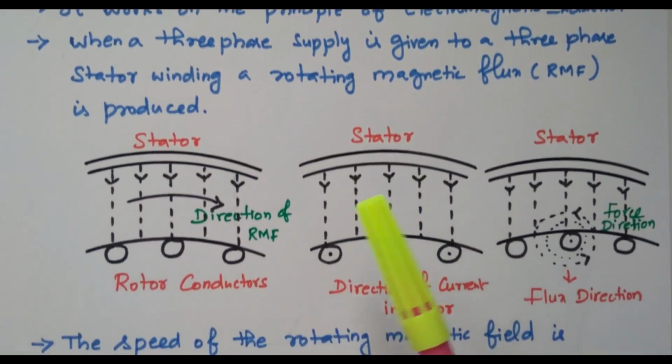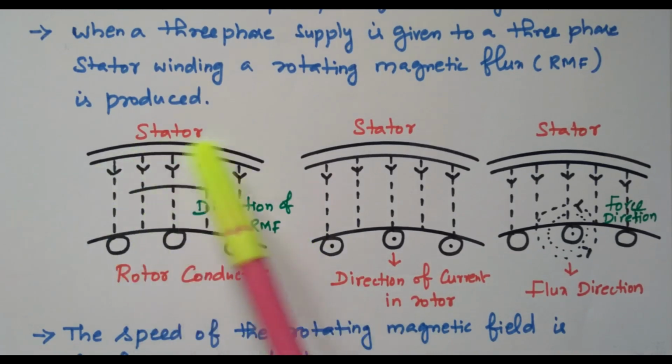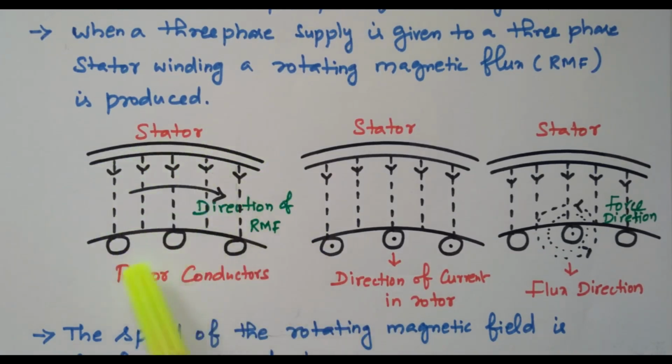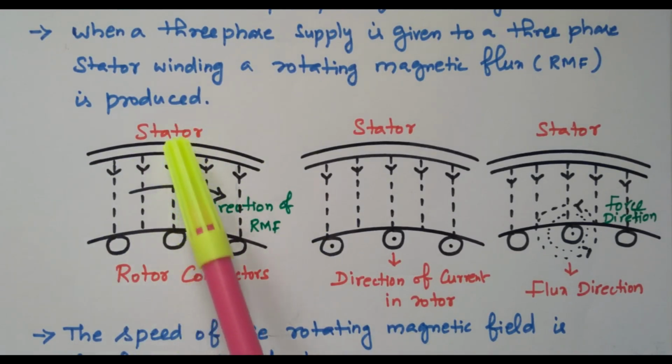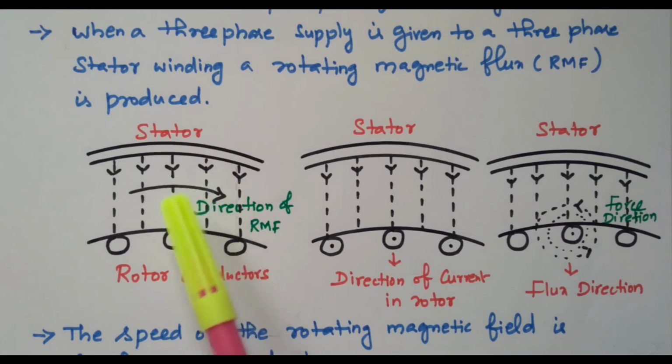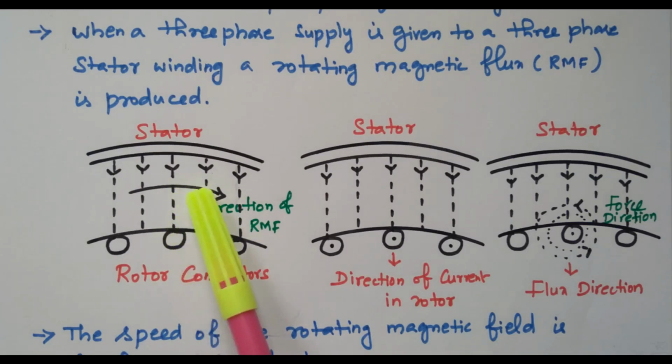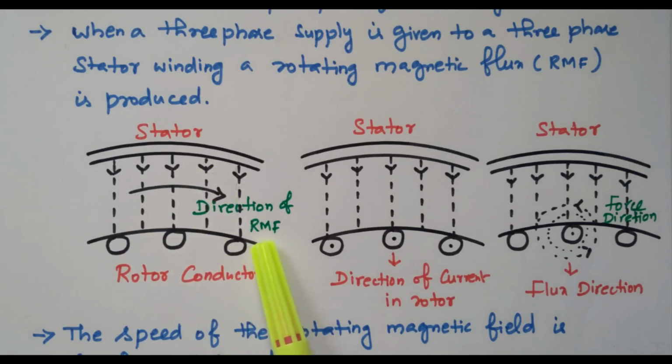Now we will refer to the diagram. This is the stator available. This is the rotor conductors. Initially we are giving the supply to the stator winding. Due to that, the fluxes keep on changing because of the three phase AC supply. The voltage level keeps on changing, so the flux produced in the stator due to the three phase winding also keeps on changing. That is called a rotating magnetic flux.